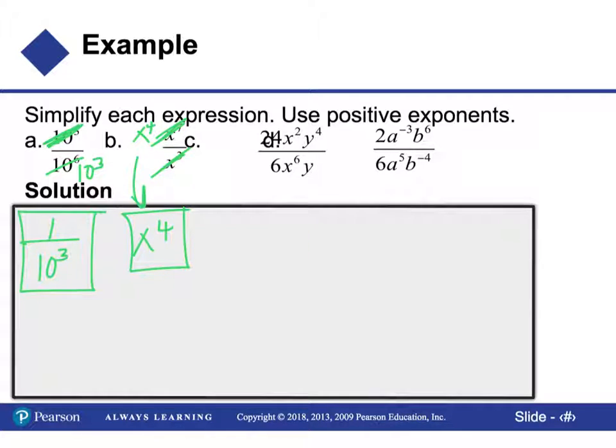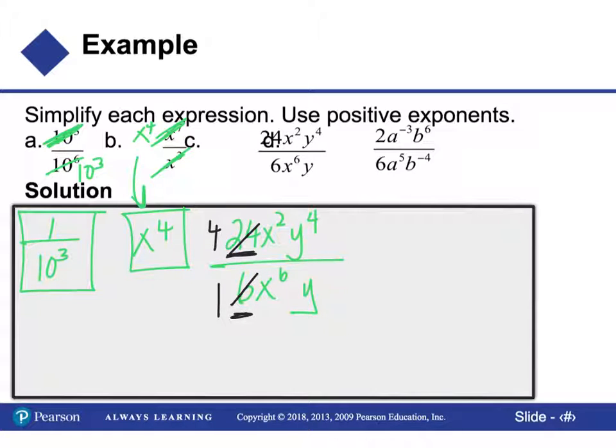to the 4th. Now in this next problem that's blocked here, we've got 24x squared y to the 4th over 6x to the 6y. All right, so 6 and 24 can reduce because they're just regular numbers, so that reduces down by 6, making what's left, so 6 divided by 6 is 1, 24 divided by 6 is 4.